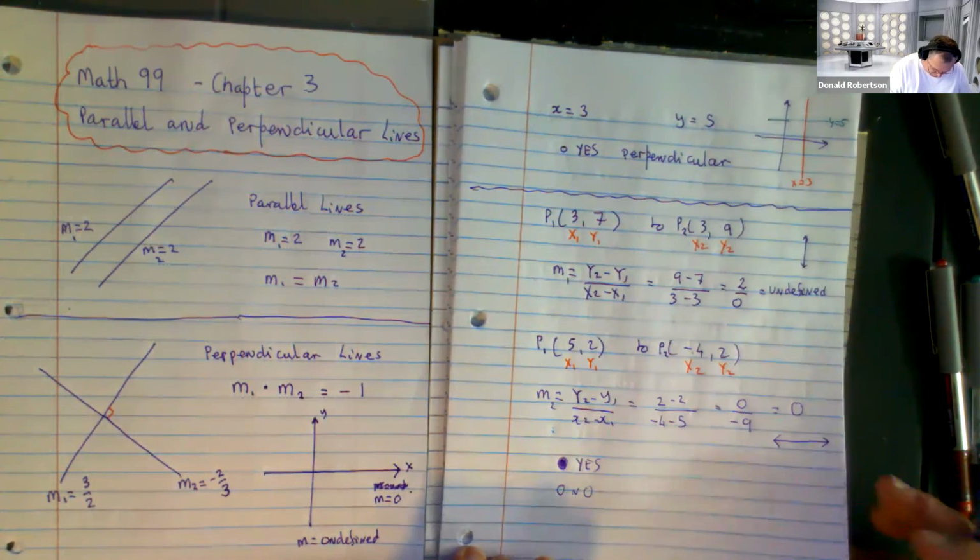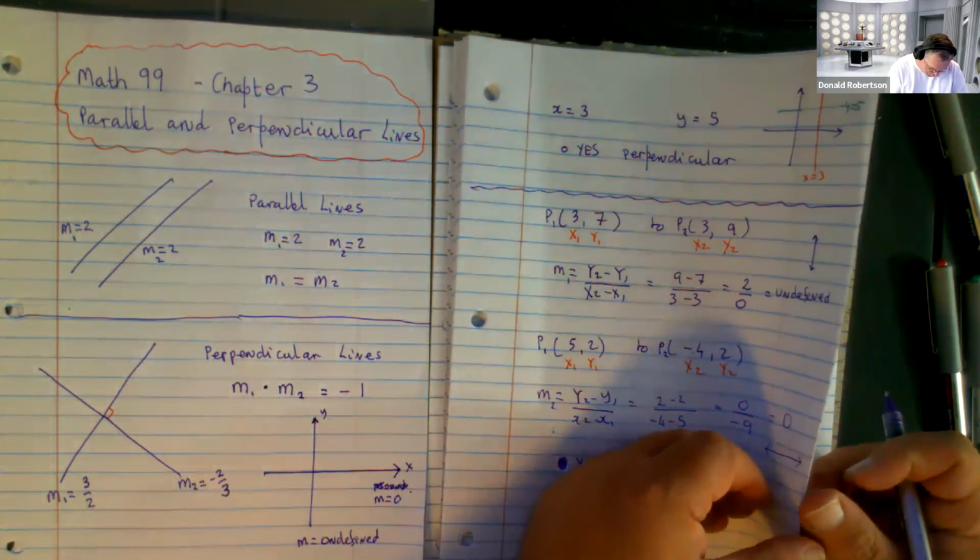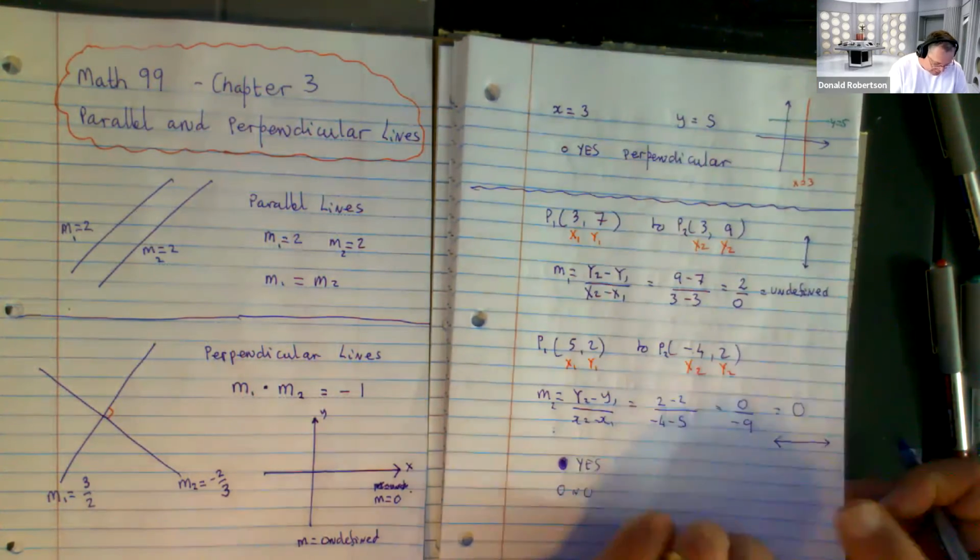So we're going to move on to another piece of this puzzle where we're going to find equations of lines that are either parallel or perpendicular to some other line, and they'll tell us a point that it passes through. So an example of this kind of question would be question 12.